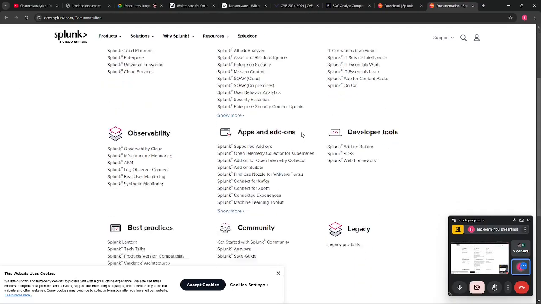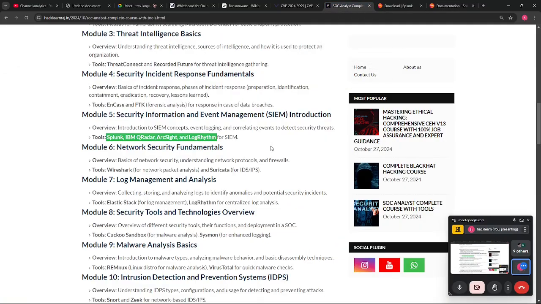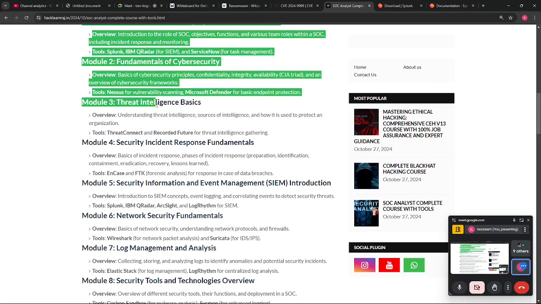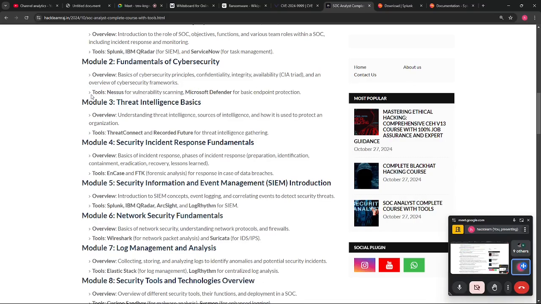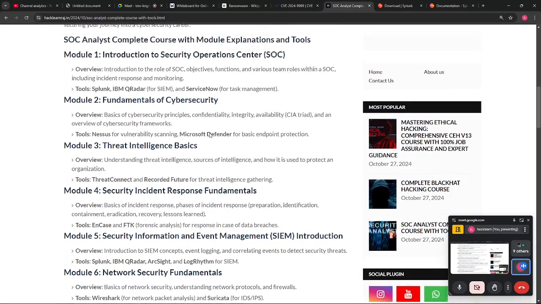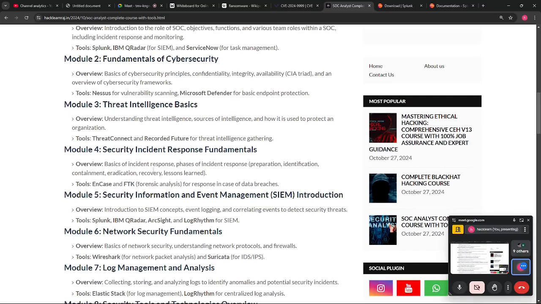So that's all for today. We will be coming back tomorrow, and the session will be from 9 to 10 p.m. Tomorrow we will come back to module 2. We'll take a look at some basics of cybersecurity, and then we will be using some tools for vulnerability scanning like Nessus and Microsoft Defender, which we will use for basic endpoint protection. I will also be adding OpenVAS and Nikto for vulnerability analysis and scanning. Some other websites and tools we will also be using for vulnerability scanning and vulnerability testing. So tomorrow we will start with module 2.